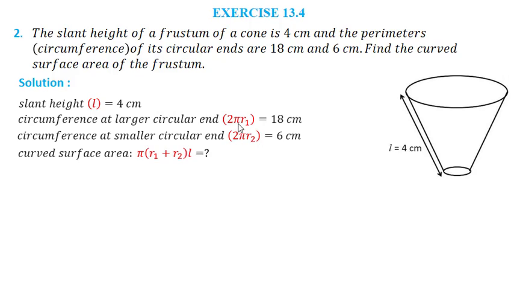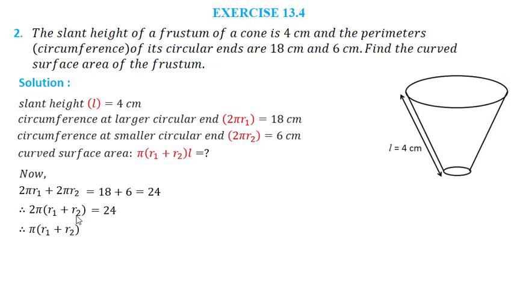So let us first find that. 2 pi r1 plus 2 pi r2 will give me 18 plus 6, that is 24. Now I will take 2 pi common and I will get 2 pi into (r1 plus r2) is equal to 24. That gives me pi into (r1 plus r2) as 12.